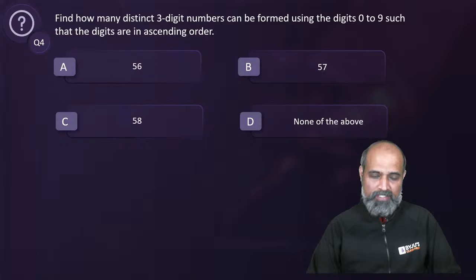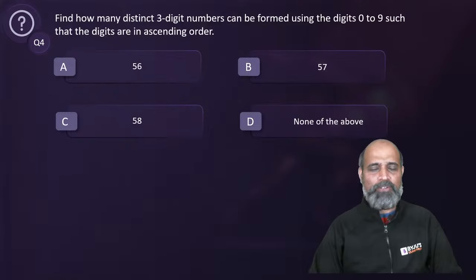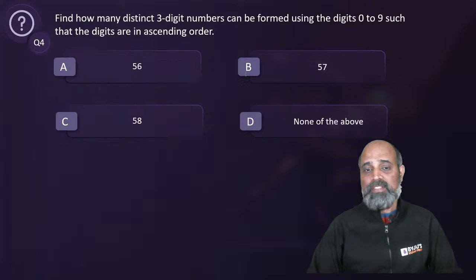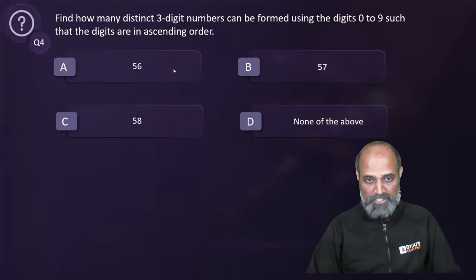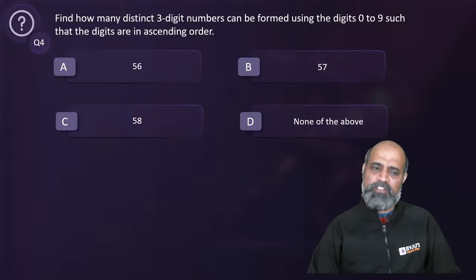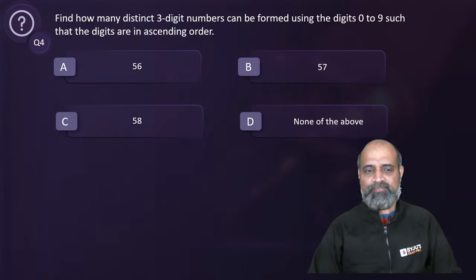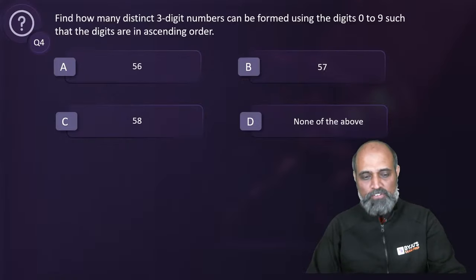Aniket, good question. It is not mentioned whether repetition is allowed or not. But think about it: if repetition is allowed, will the digits be in ascending order? Common sense. Suppose it's not given, and you want to use repetition, will it work? No. Okay, let's solve.